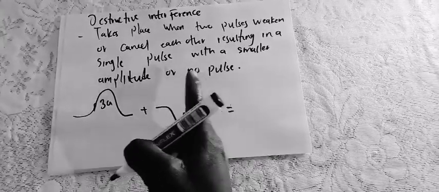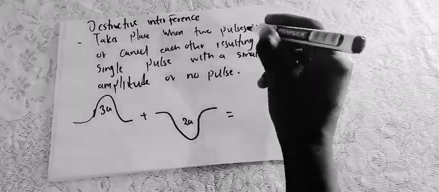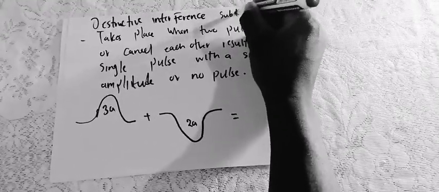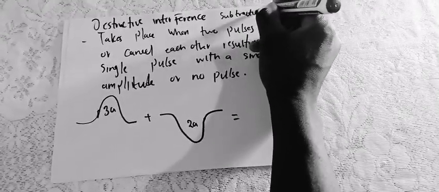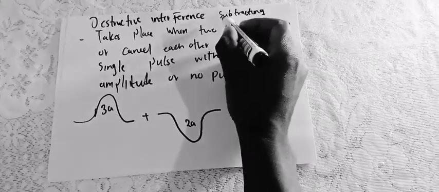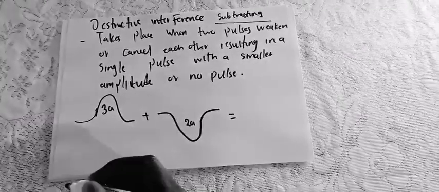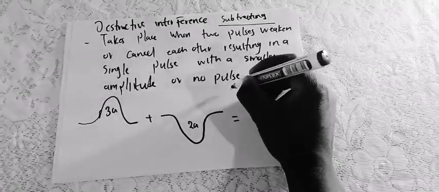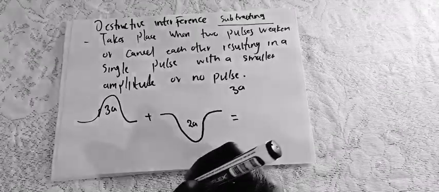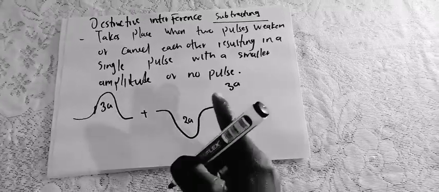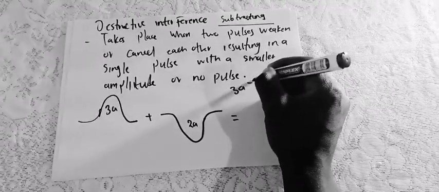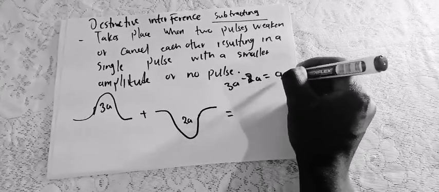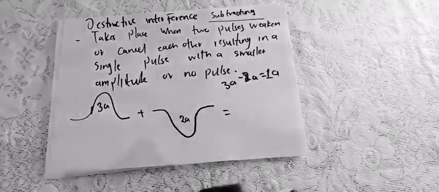We summed the length of the pulses in constructive interference, but here we're going to subtract. In other words, in destructive we are subtracting, while in constructive we are adding. So we just subtract. Since that first one is positive 3 pointing upwards, it is positive. Then this one pointing down is negative 2a. So our answer there is 1a.